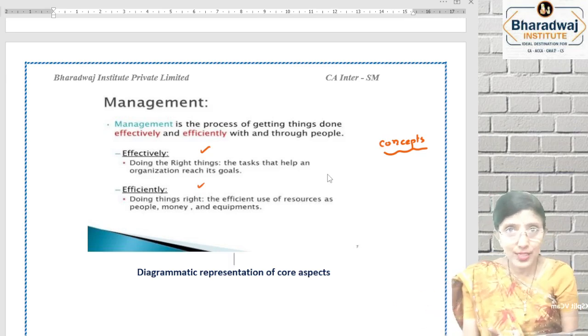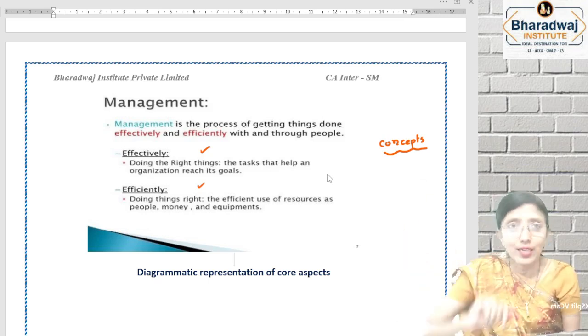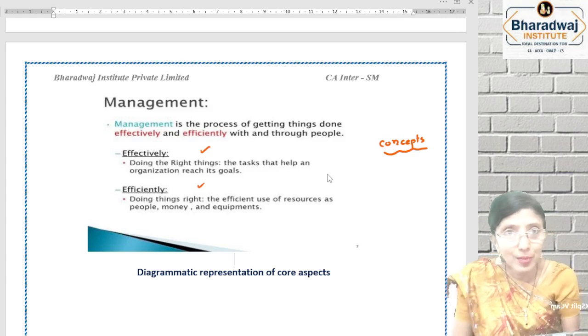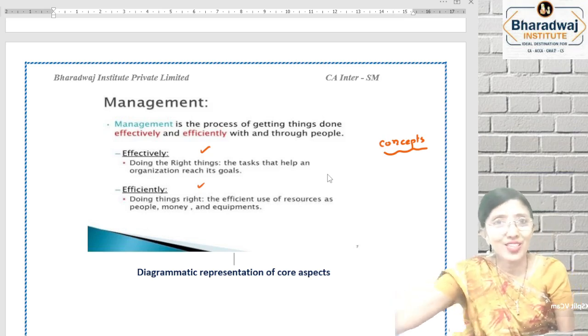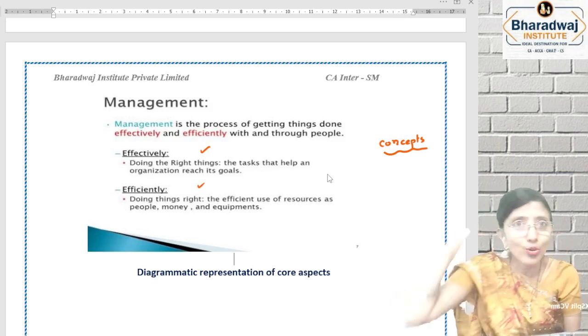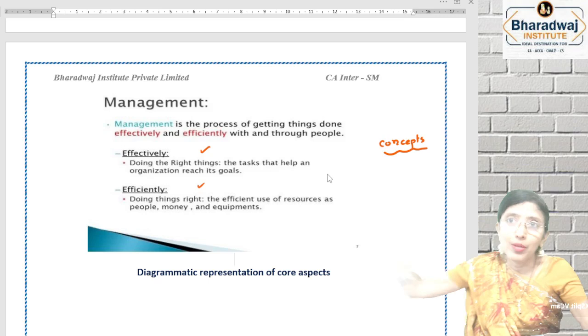Do you mark the difference? Under effectiveness, whatever you are starting with or doing is the right thing only. But under efficiency, you are doing things right, but you do not know whether you have started with the right thing or the wrong thing. Whatever is allotted, you are doing right. Are you clear? So that is why we are giving the table.